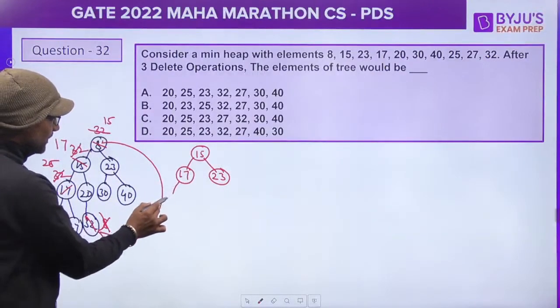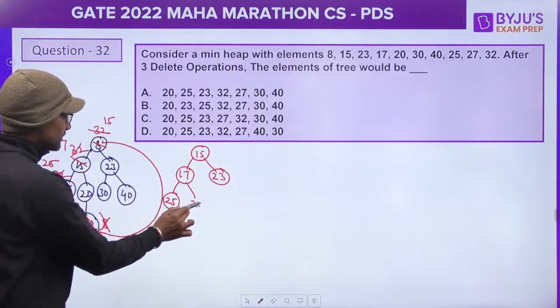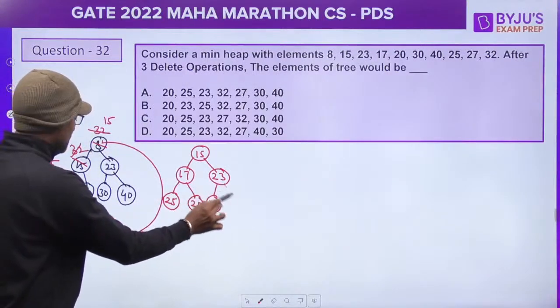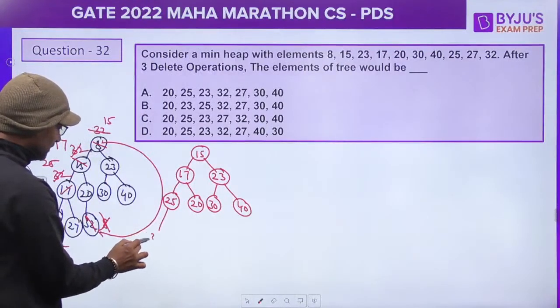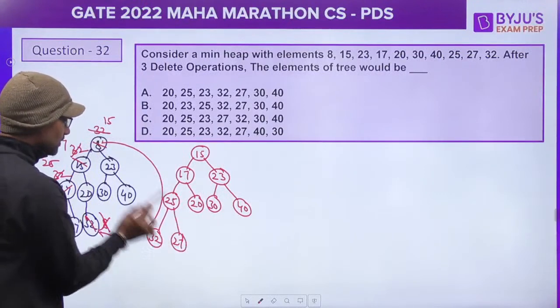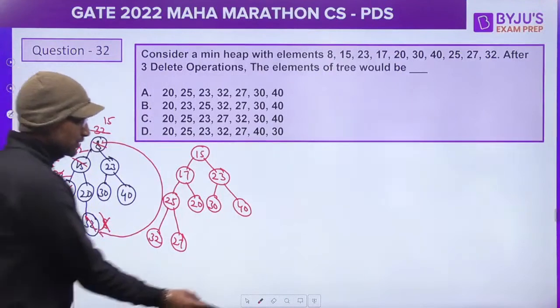So after first deletion, we have got 15, 17, 23, 25, 20, 30, 40, 32, 27, right? Now do second deletion.